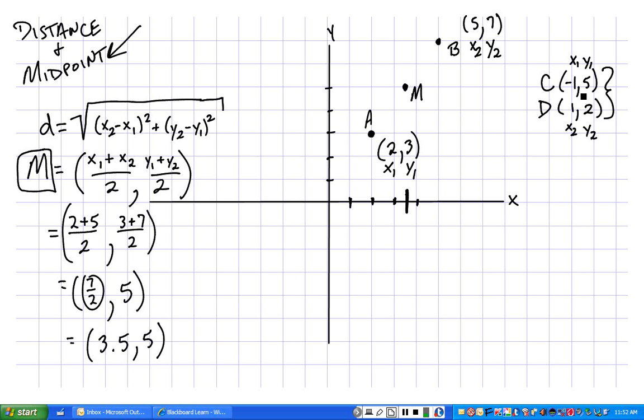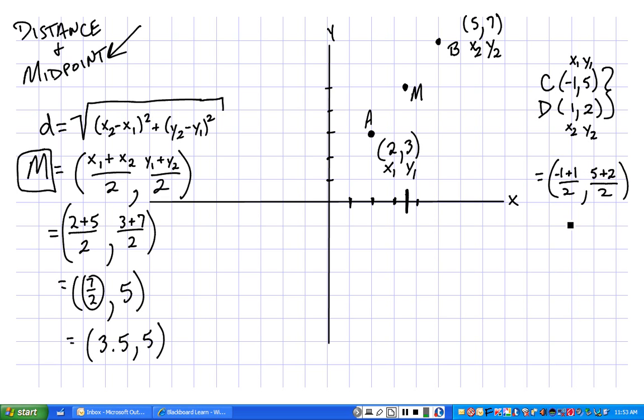Alright, let's find midpoint for our second example we used with distance. So we have these two coordinates listed over here, point C, point D. Okay, and we want to find a midpoint between these two. So x1, -1, plus x2, which would be a +1, over 2, comma, and then our y1, which is a 5, plus y2, which is a 2, over 2.